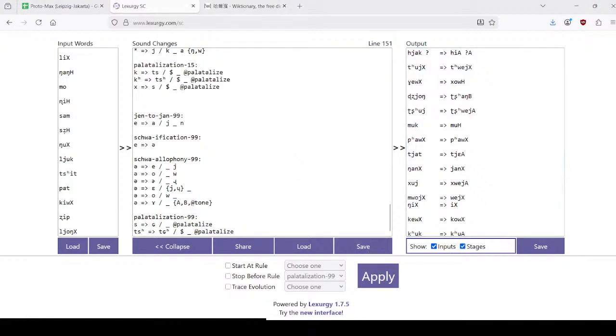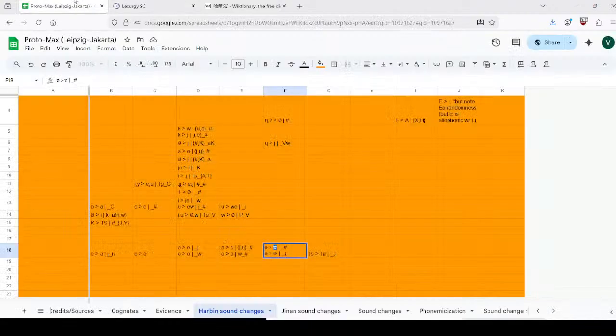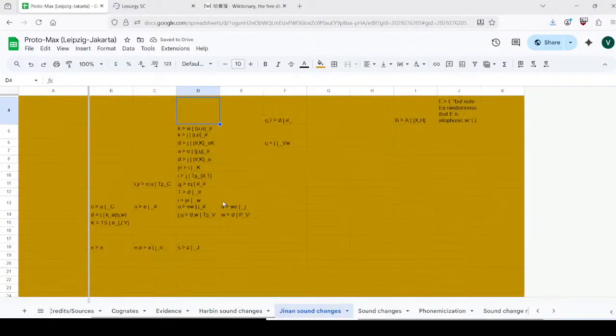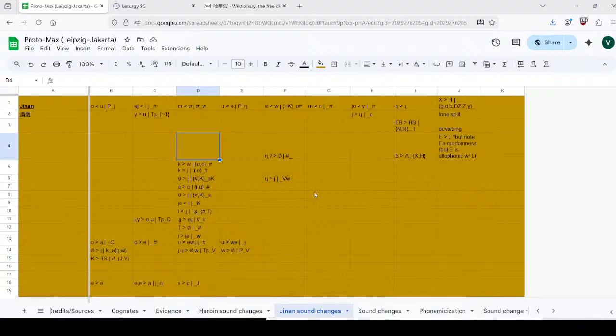And so let's just save this as Harbin. Do I want to say Harbin final? Let's just do Harbin. And yeah, that's about it. And next time we can go through these, see which ones aren't shared between Jinan and Harbin.